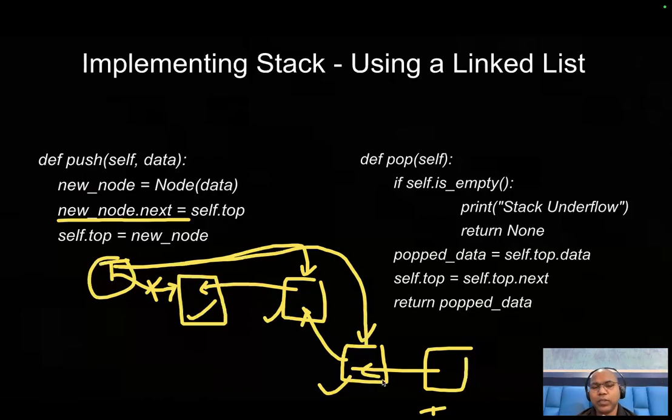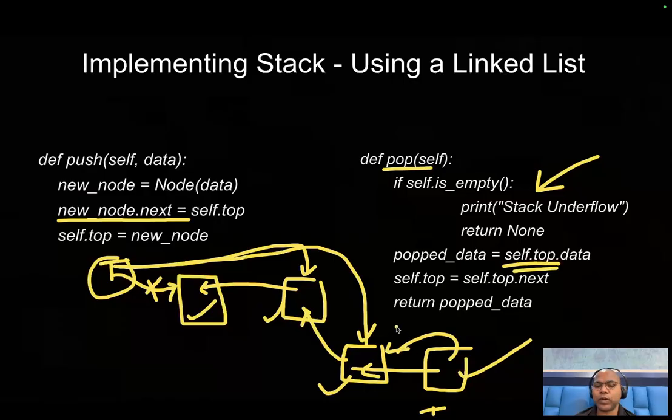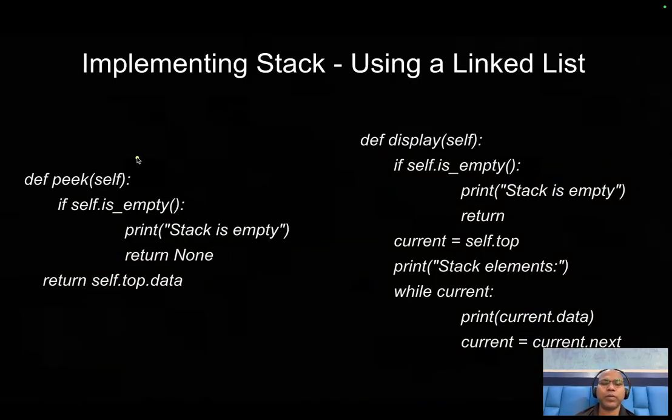That means in the linked list, you push data always at the first. In this way you can create the link. Similarly, if you want to implement pop, simply check whether the stack is empty or not, then return the top data, and now next becomes the top. So now the popped data is the top. In this way you can implement it, and similarly peek and display.